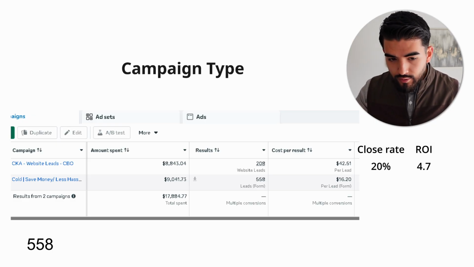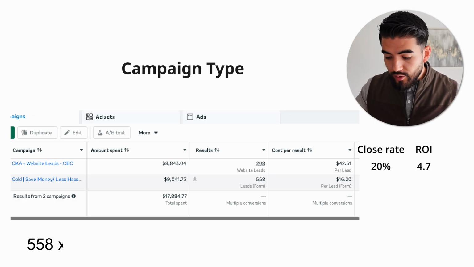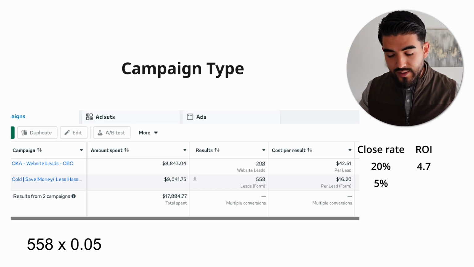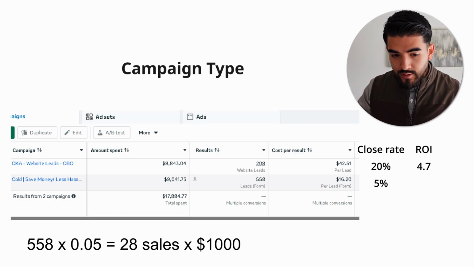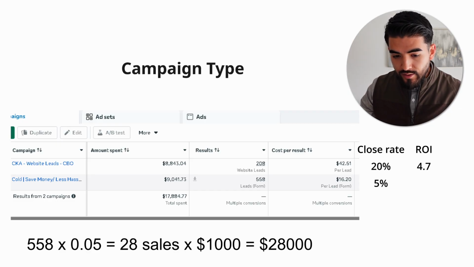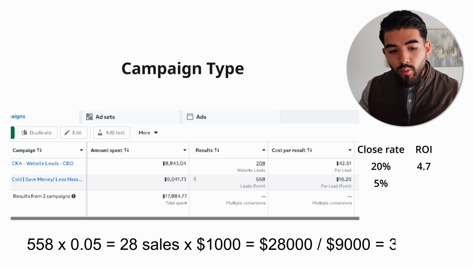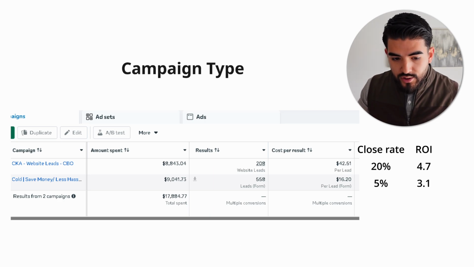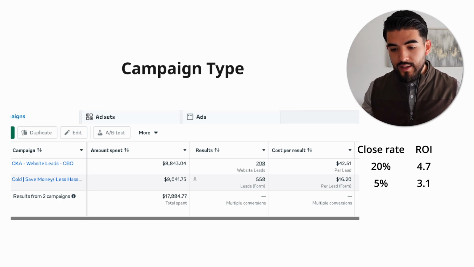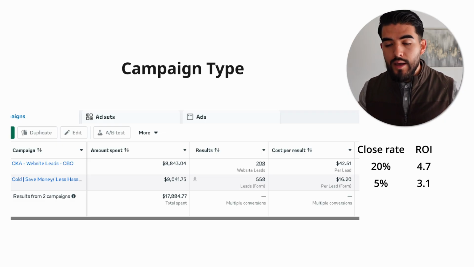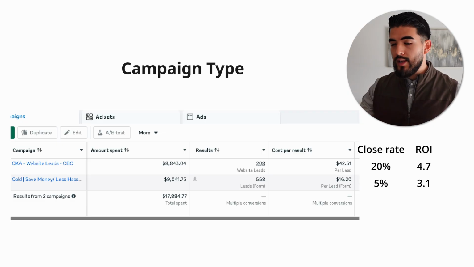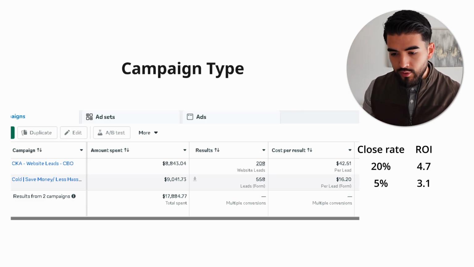Well, let's do the same thing with this campaign below. We have 558 leads. Well, if we multiply that by 0.05, because this one closes at 5%, we only have 28 purchases. 28 purchases times 1,000 is 28,000. We spent 9,000 on the campaign. It's a 3.1 return on ad spend. So you can just see, most people would look at this and go, oh my gosh, I'm gonna turn off the more expensive cost per lead campaign. But again, we're in the business of not just generating leads, but getting cost per qualified leads. So both of these honestly have a pretty good return on ad spend.